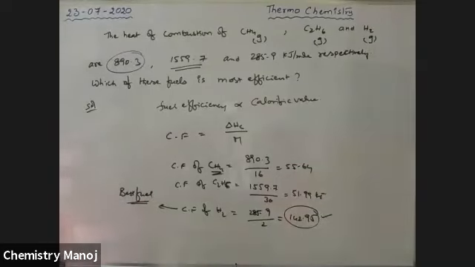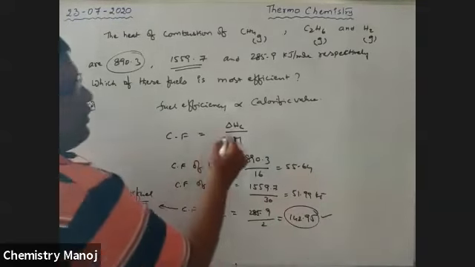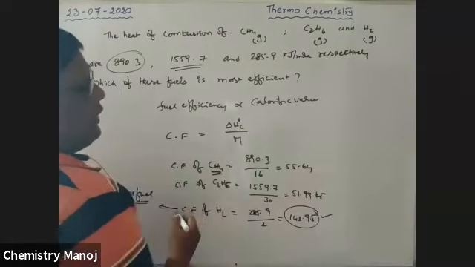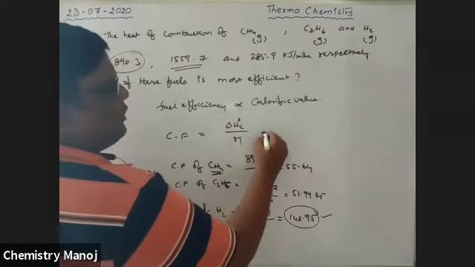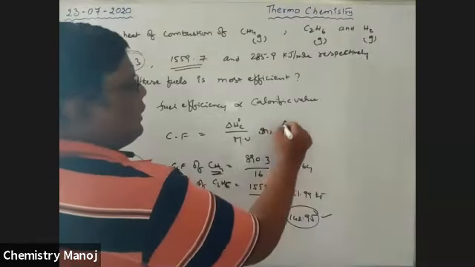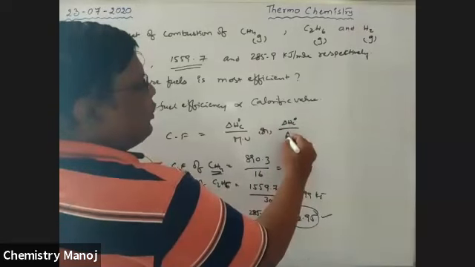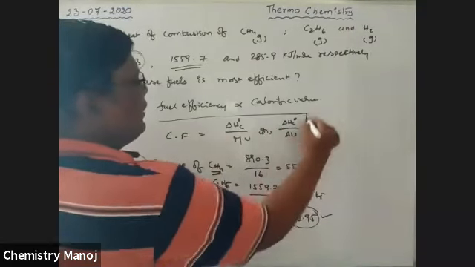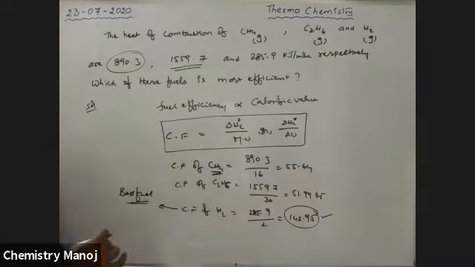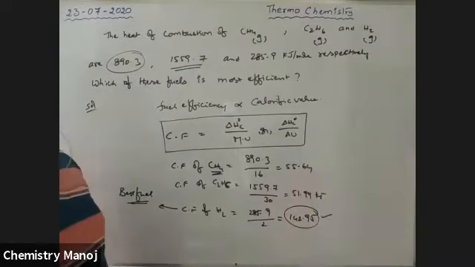So fuel efficiency is measured with calorific value. Calorific value is equal to delta H combustion divided by molecular weight or by atomic weight, depending on the compound. For an element it is the atomic weight, for a compound it is the molecular weight. Okay.